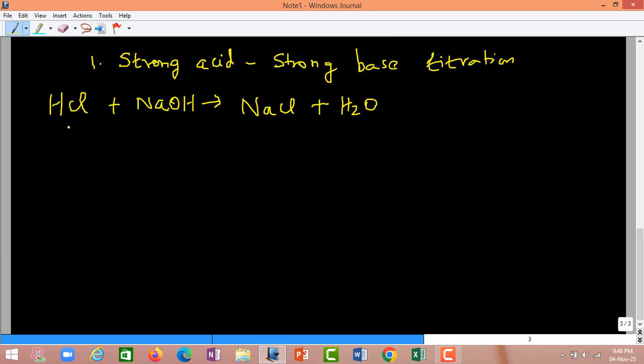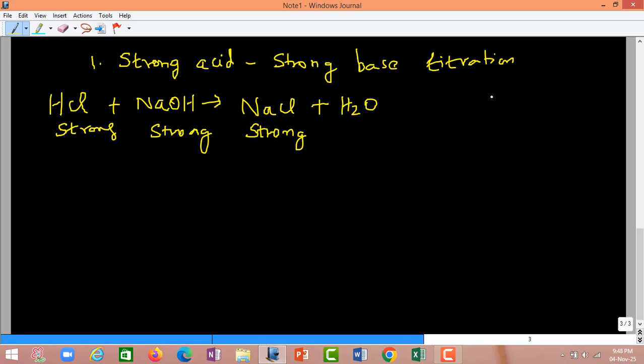Instead of HCl, we can make use of other strong acids like sulfuric acid, nitric acid, etc. Instead of sodium hydroxide, you can make use of potassium hydroxide, etc. Here, HCl is strong, sodium hydroxide is also strong, sodium chloride is also strong. When you say a particular electrolyte is strong, what we mean is that it has completely dissociated, 100% dissociated.